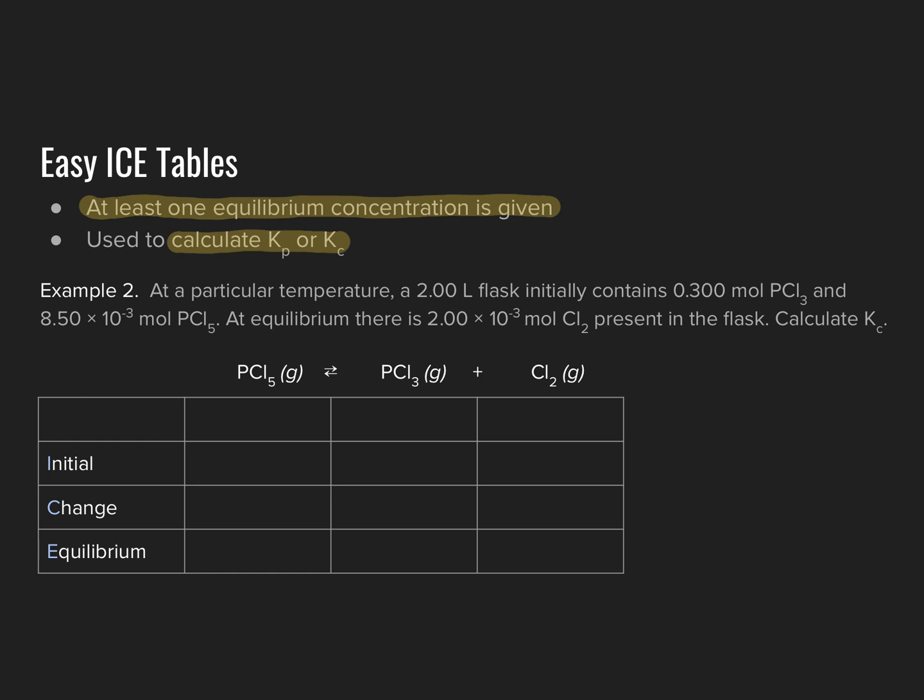Example 2 tells us here at a particular temperature, a 2-liter flask initially contains 0.300 moles of phosphorus trichloride, PCl3, and 8.5 times 10 to the negative third moles of phosphorus pentachloride, PCl5. And one additional piece of information, we're also going to tell you here at equilibrium, there is 2.00 times 10 to the negative third moles of chlorine gas present in the reaction flask. And with this given information, we're going to be asked here to calculate the value of the equilibrium constant Kc.